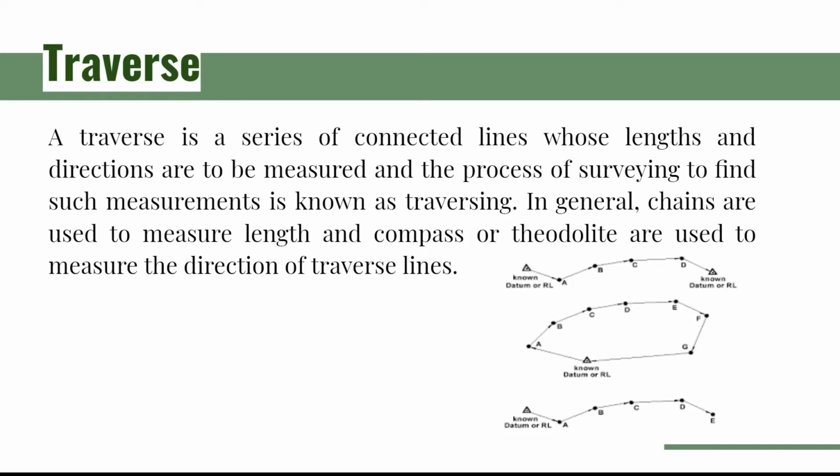First is the traverse. A traverse is a series of connected lines whose lengths and directions are to be measured, and the process of surveying to find such measurements is known as traversing. In general, chains are used to measure length, and compass or theodolite are used to measure the direction of traverse lines.